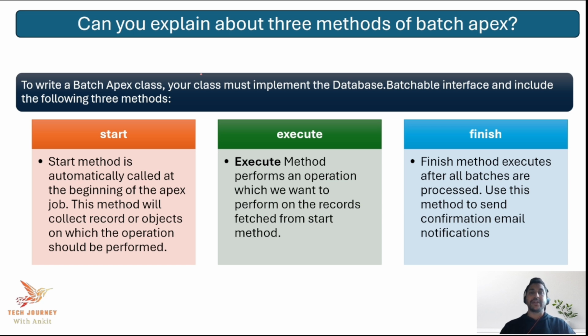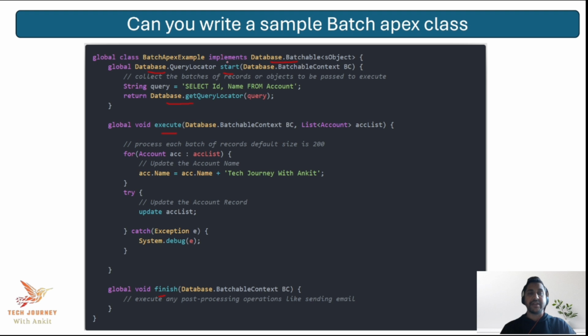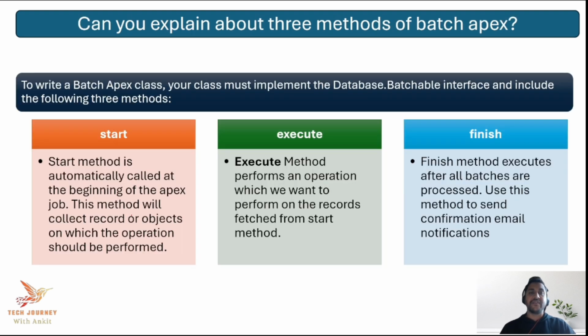Next question, can you explain the three methods of the batch Apex? As I showed you, we have three methods available in the batch Apex. One is the start method, second is the execute method, and third is the finish method. Now the question here is, what is the significance of each and every method available in the batch Apex?